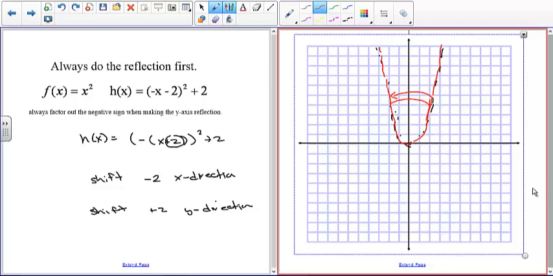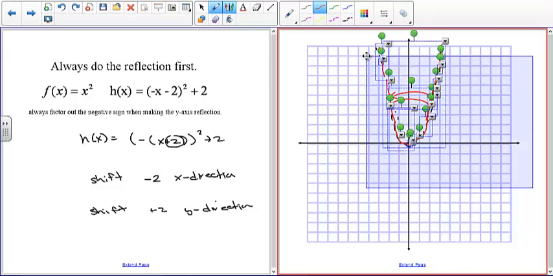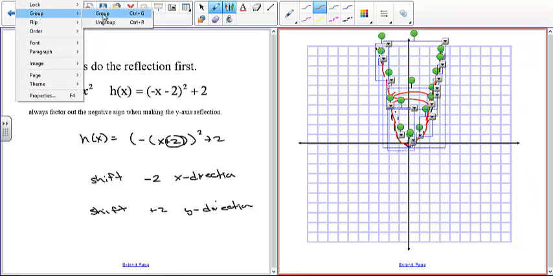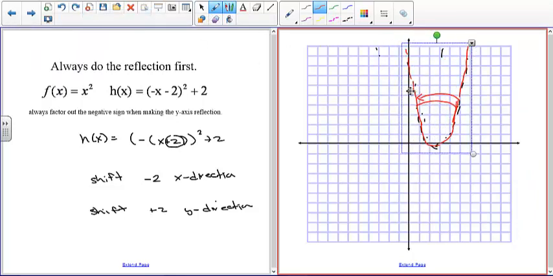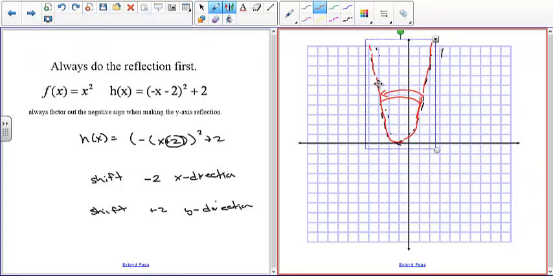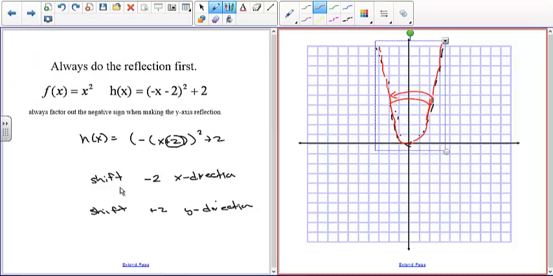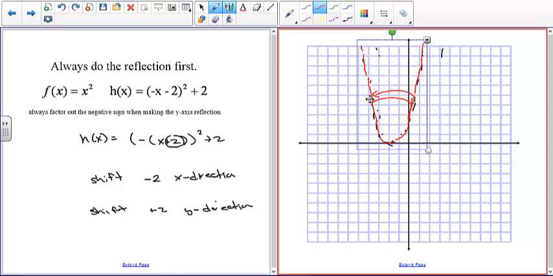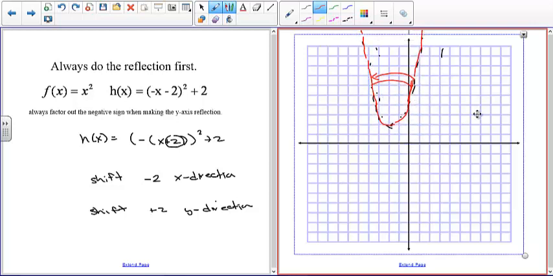So again, if we grab that curve and stick it together so that I can move it like this, all I have to do now that I've rotated it is shift it negative 2 in this direction, in the x direction, and positive 2 in the y direction. And that's what it should look like.